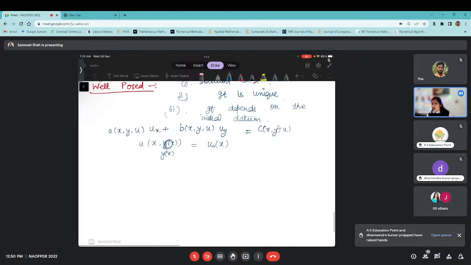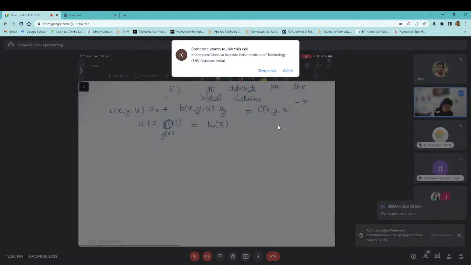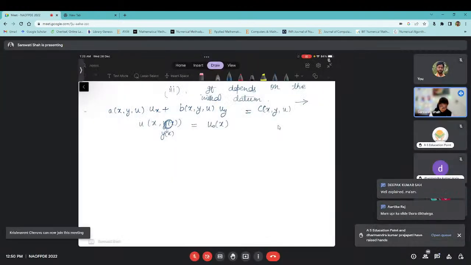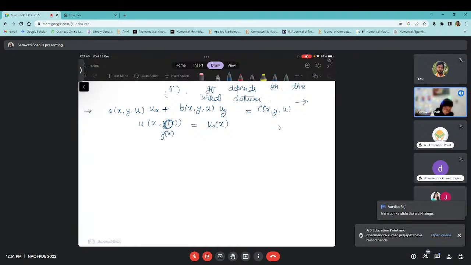If you have any doubt before this, then please ask me. Someone has raised their hand, so I think they are trying to ask something. If you guys have any doubt, please ask me. Otherwise, I will proceed with this Cauchy linear partial differential equation.